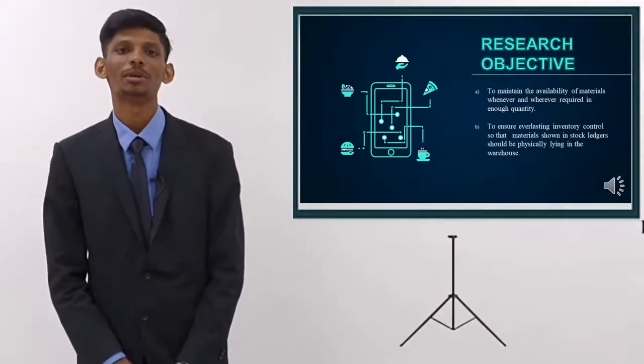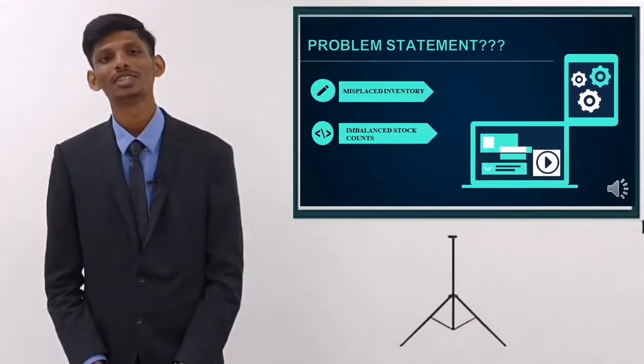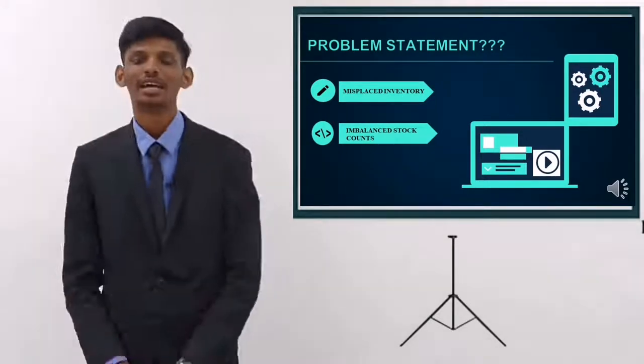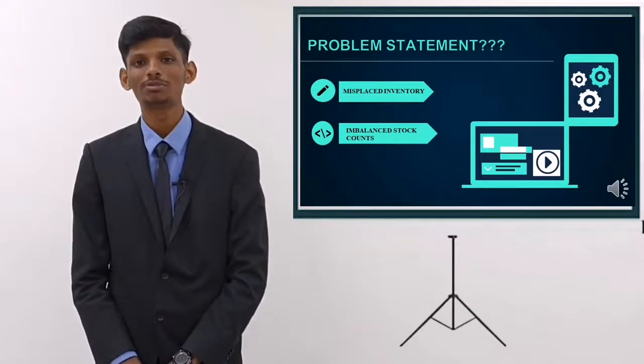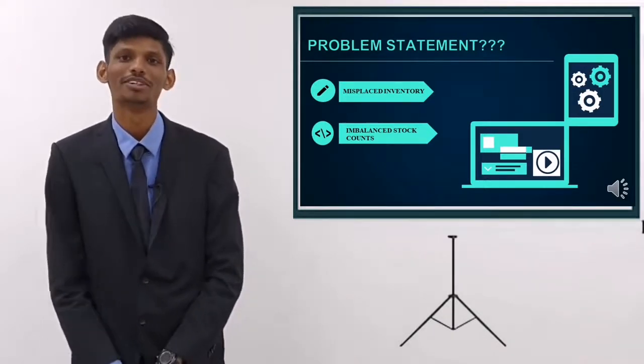Let me explain about the problem statement. Inaccurate inventory causes problems such as maintaining improper stock levels, human errors and some more. Inventory Doc is a key factor to solving accuracy related problems. The first is misplaced inventory and the second is imbalanced stock count.